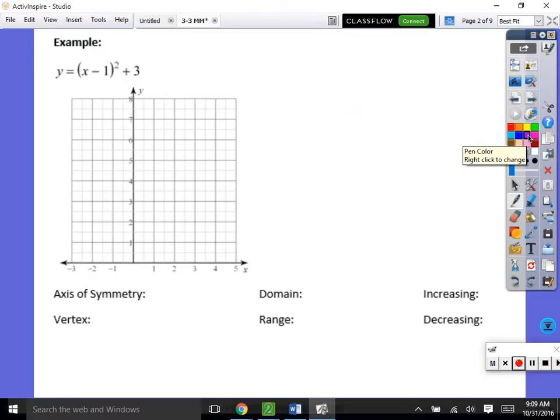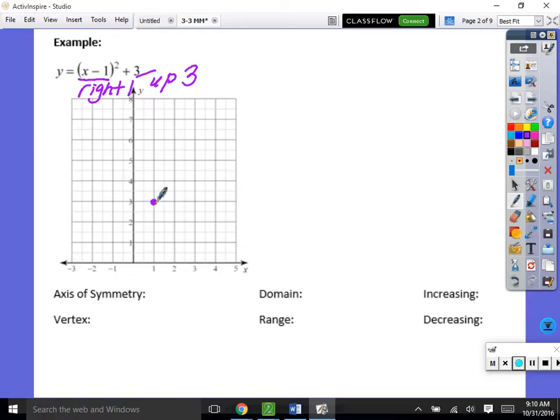So the first thing you do is say, is it in vertex form or standard form? This is in vertex form. So the first thing you do is determine your vertex. So you look at your shifts. That's -1. We always go opposite of what's in parentheses. So we're going to be going right 1. And then we'll be going up 3. Right? So start at the origin. Go right 1, up 3.